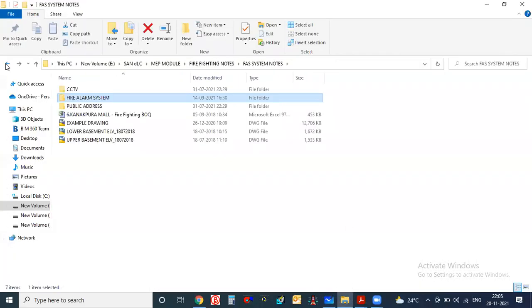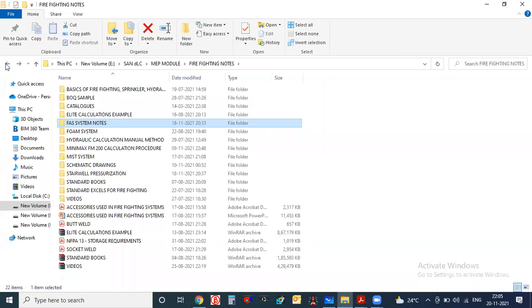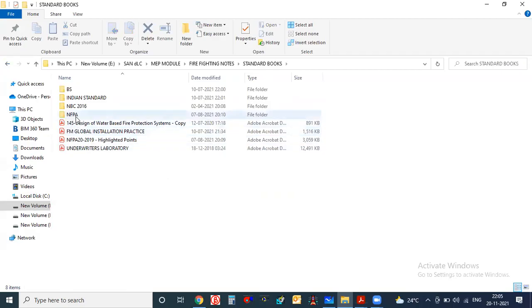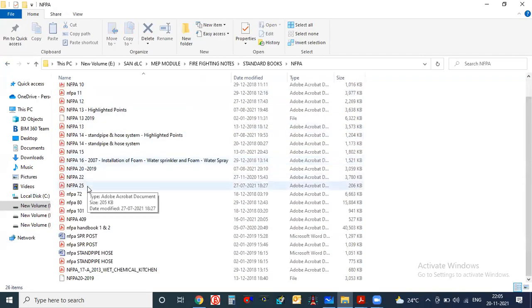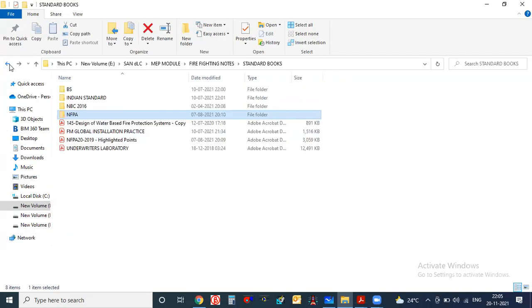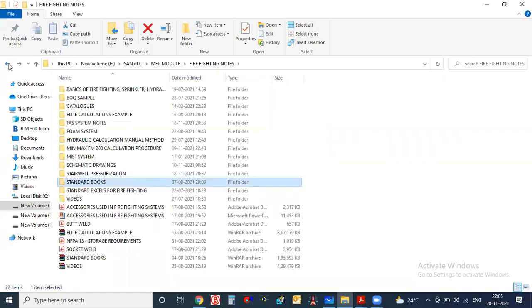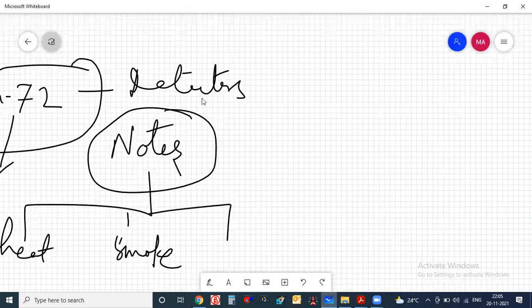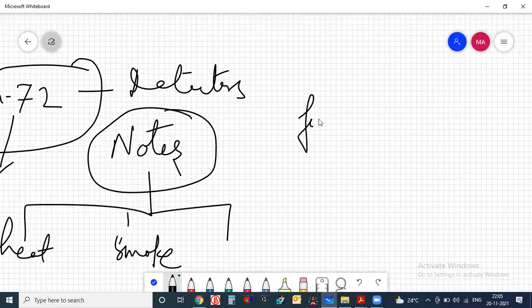Otherwise, you can do one more thing. If you don't want to check NFPA 72, go for this book. I have shared one master NFPA book with you. Where is that master NFPA book? I need to check where I have kept it. In that master NFPA book also, I think they have written something about the fire alarm system. You can check that particular book also.